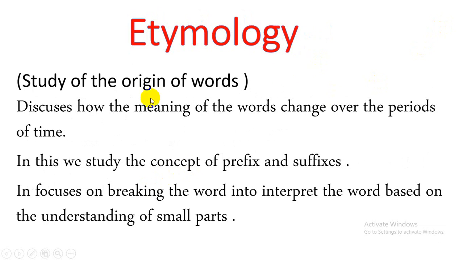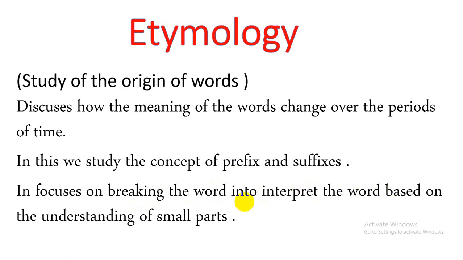Etymology. Etymology is the study of the origin of words. It is also a branch of linguistics. It discusses how the meaning of words changes over a period of time. In this, we study the concept of prefix and suffix. It focuses on breaking words down and interpreting the word based on an understanding of its small parts.